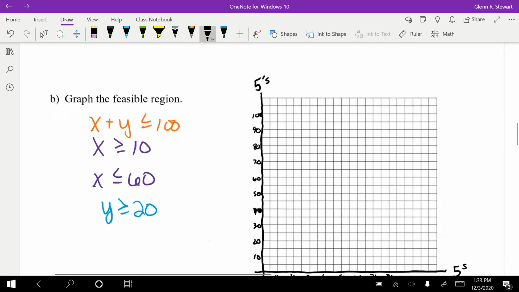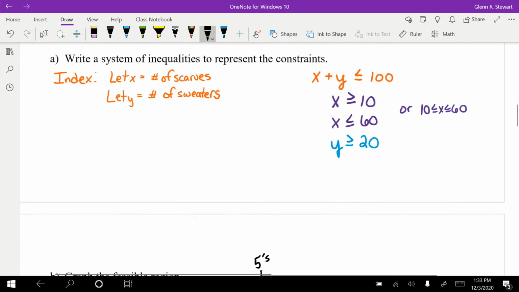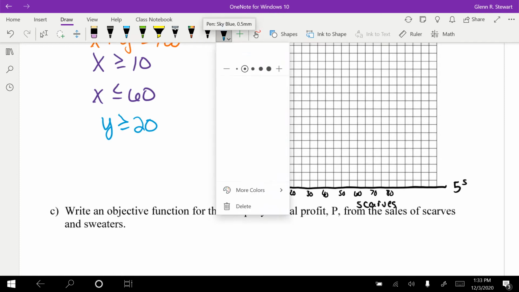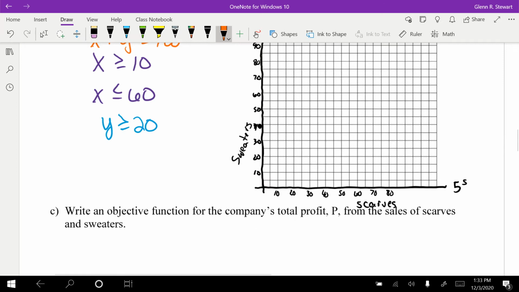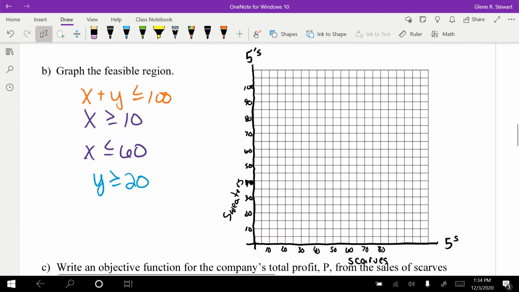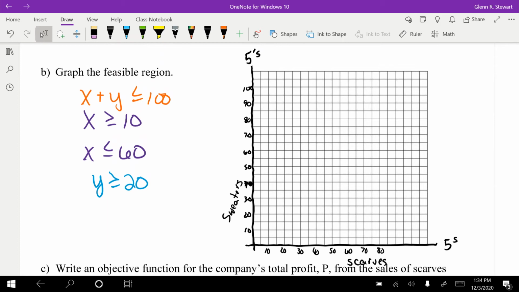Okay, I believe it was, X is scarves. This is scarves, sweaters. I'll give you a second if you're trying to copy any of this down. You don't have to do yours by 5s, but that's what I'm doing for mine.